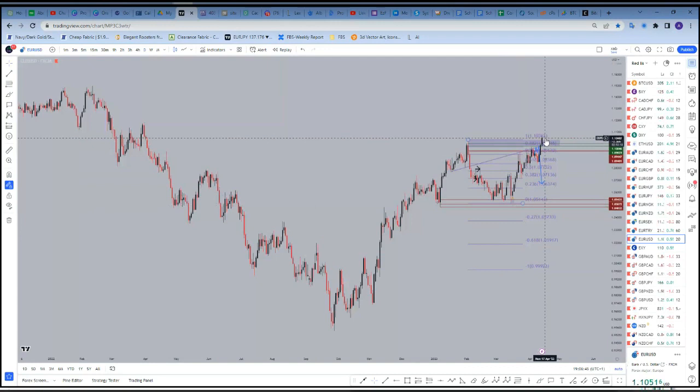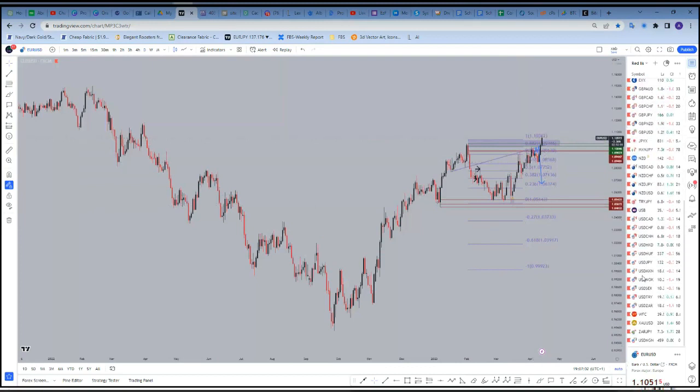So what we use DXY to do is what I call a correlation analysis. We use it to perform correlations in the market, because the DXY tells us the strength or the weakness of the dollar. Let us go ahead and check gold as well on the 8th of March.